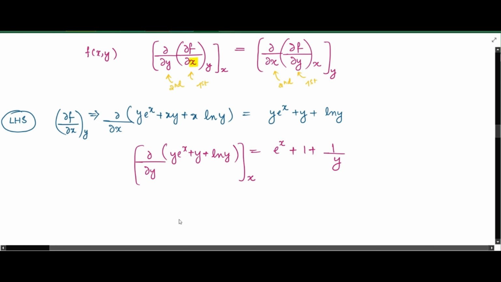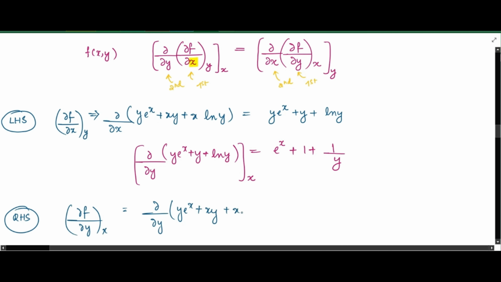The LHS is done. Now let's go and try the RHS. What do we need to do in the RHS? You will take the derivative of f with respect to y first. So you have dou by dou y of y e to the power x plus xy plus x ln y. Here e to the power x acts as a constant. The derivative of y is 1, plus the derivative of xy is x, plus the derivative of x ln y: x is constant, and the derivative of ln y is 1 by y.